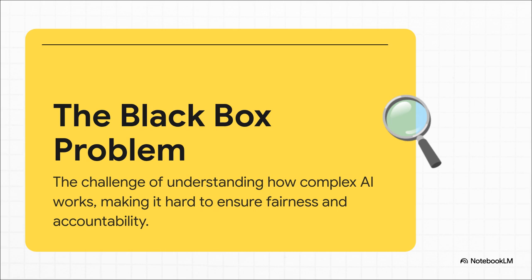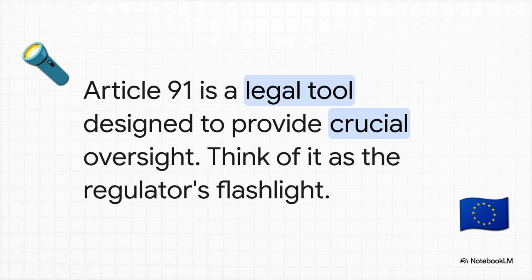You see, a lot of these advanced AI models work in ways that are, well, mysterious, even to the people who made them. The logic inside is so complex, you can't just trace the decision from point A to point B. And that mystery, that opacity, is a massive roadblock to making sure these systems are fair, safe, and most importantly, accountable. So how did the European Union decide to tackle this?